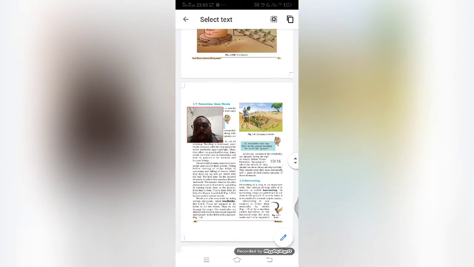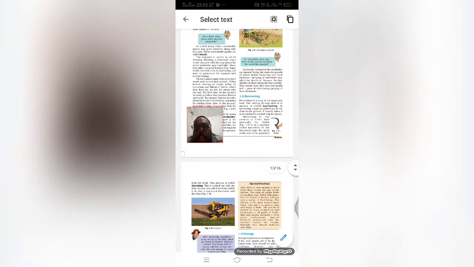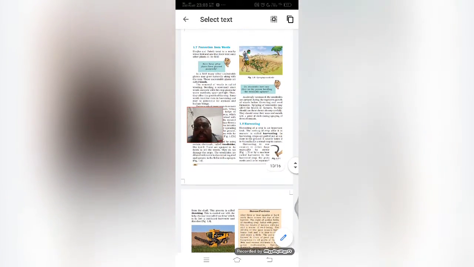And the next one is protection from the weeds. Weeds means unwanted plants that grow in between the crops. That is called weeds. So many plants will be there. To protect the plants from these weeds, if it is a small area, farmers can go there, pluck out the weeds one by one and throw them away.